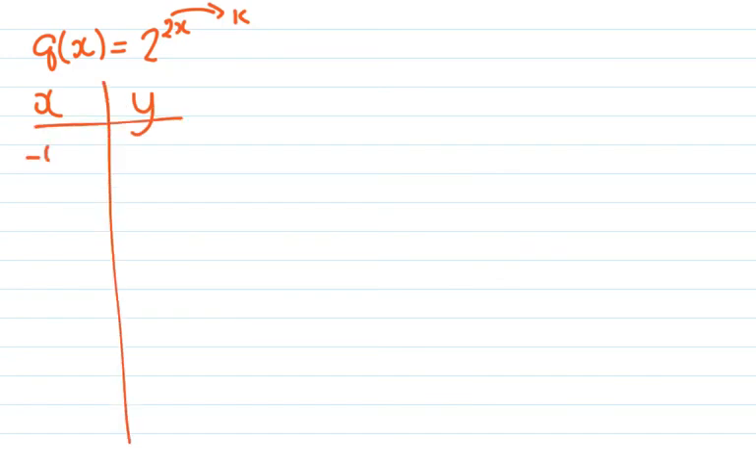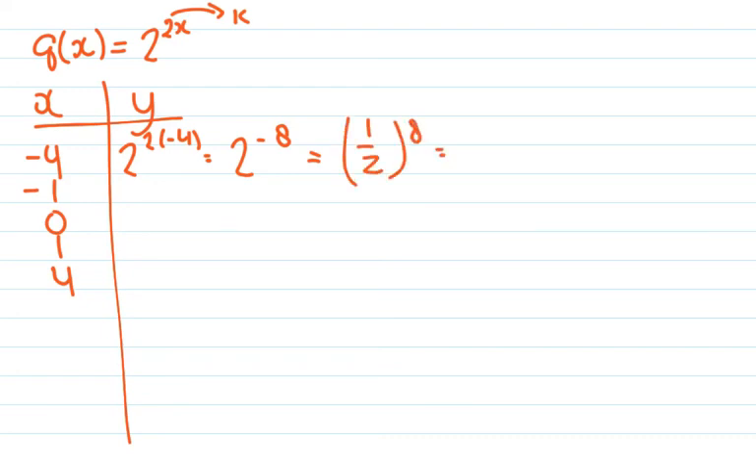So the last one is q of x equals 2 to the power of 2x. And this here is our k value. So the table of values, negative 4, negative 1, 0, 1, 4. Plug those values into the equation. 2 to the power of 2 times negative 4 equals 2 to the power of negative 8 equals 1 over 2 to the power of 8 equals 1 over 256, which is a very small number, so I'm just going to leave it like that.